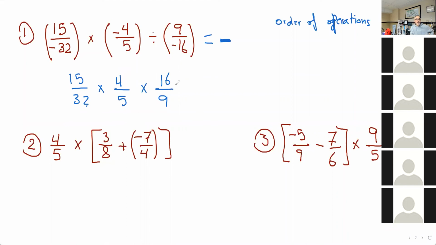So here, right away, I see 16 goes into itself once. It goes into 32 twice. 5 goes into itself once. It goes into 15 3 times. This 3 goes into itself once. It goes into 9 here 3 times. This 2 goes into itself once. It goes into 4 twice. Can we reduce any further? No. So we have 1 times 2 times 1, that's 2. And we have 1 times 1 times 3, that's 3.